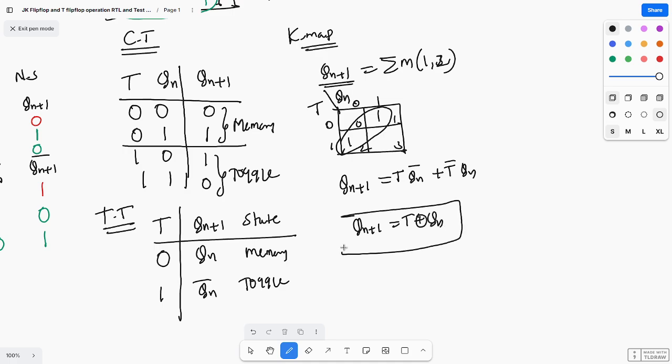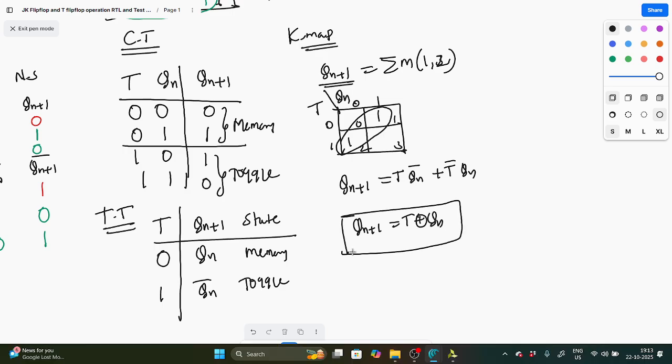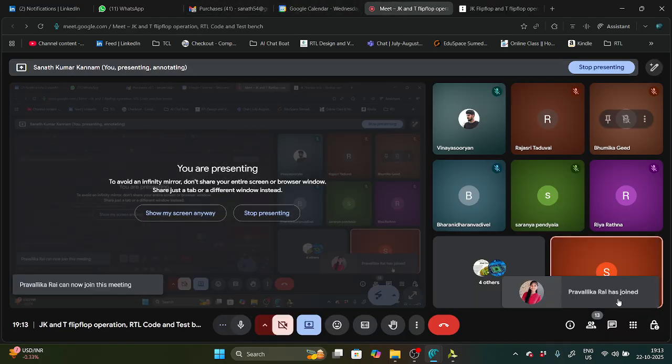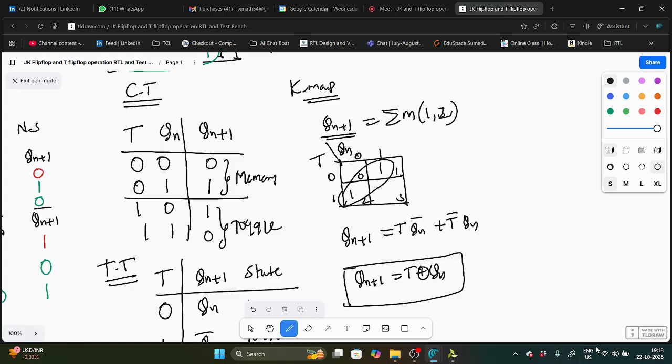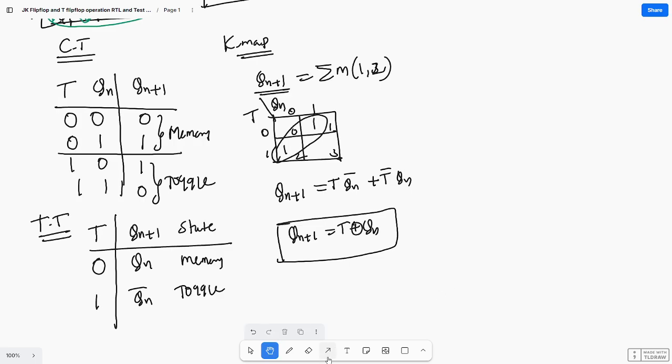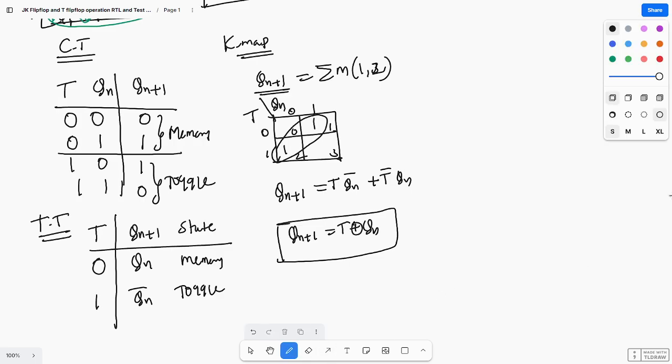Okay, this is the characteristic equation. And next, the excitation table. If you see the excitation table, by seeing the characteristic table, you can draw the excitation table. So how can I draw the excitation table? See here, it's like an XOR gate only that you are getting. Okay, excitation table.